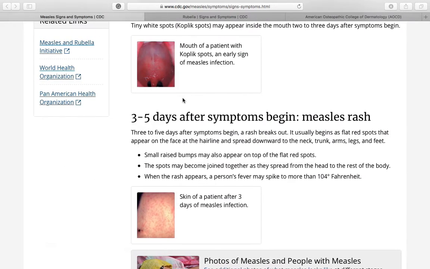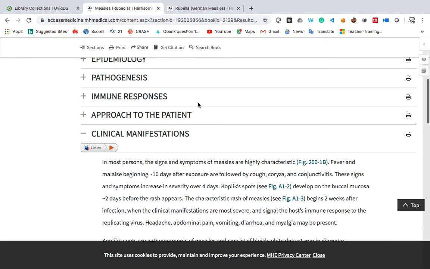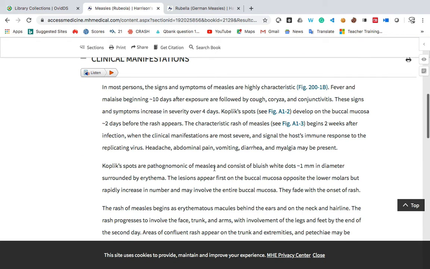So I have some important information I just want to share with you. First of all, we are just going to solve this. This is measles, and this is from Harrison, right? Harrison says that in most persons the signs and symptoms of measles are highly characteristic. Fever and malaise beginning 10 days after exposure are followed by cough, coryza and conjunctivitis. See, 3 C's: cough, coryza. Here, I can imagine that running nose in that child pertains to coryza, right? These signs and symptoms increase in severity over 4 days.